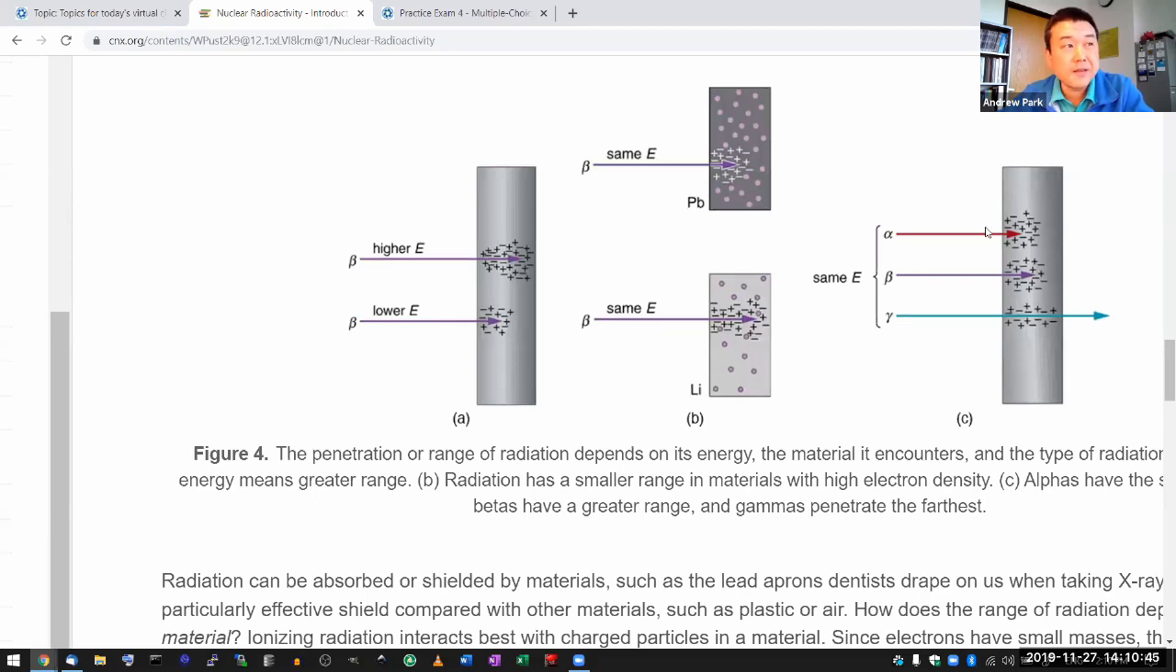The higher energy betas might go through more shielding. Different energy range, higher energy, you require different shielding. Gamma is the one that's difficult to shield. Usually the best way to keep yourself safe from gamma radiation is you stay far away, and you stay far away as long as possible.